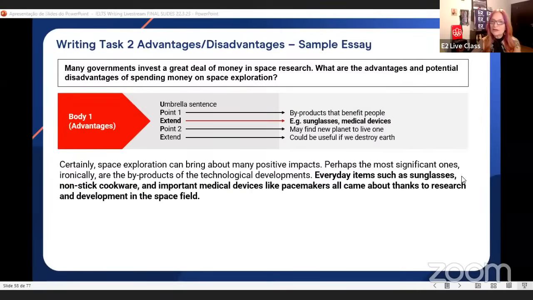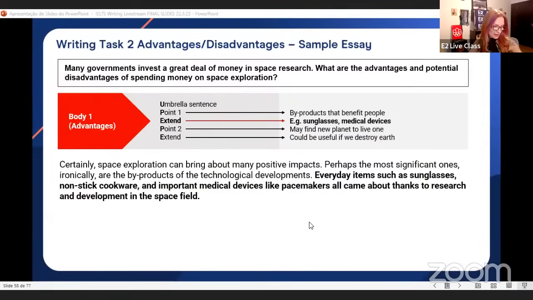Now, everyday items such as sunglasses, non-stick cookware, and important medical devices like pacemakers all came about thanks to research and development in the space field. So you can see that we present examples such as sunglasses and non-stick cookware, but then an idea to explain why we are listing these products. They are the result of research and development originally made for space research or for space travel, okay?